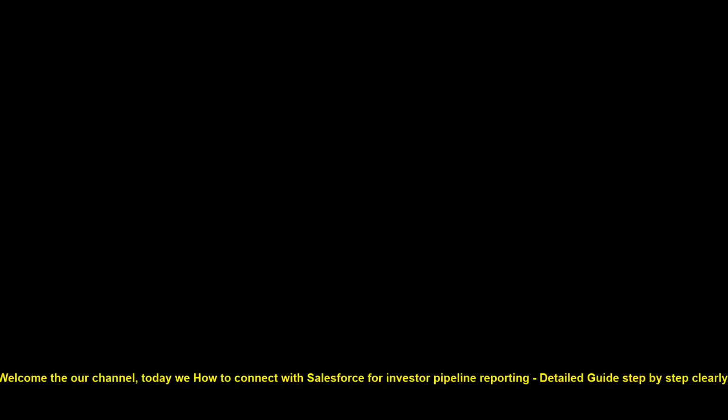Today we show how to connect with Salesforce for investor pipeline reporting, a detailed guide step by step, clearly. Begin by logging into your Salesforce account. Navigate to the app launcher located in the upper left corner. Type reports in the search bar and select the reports option from the drop-down.